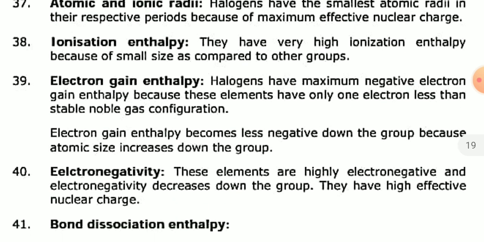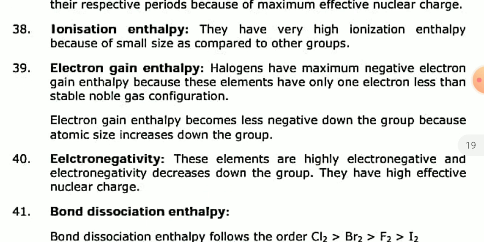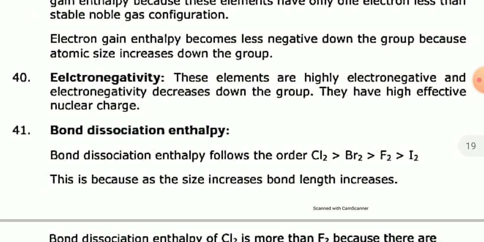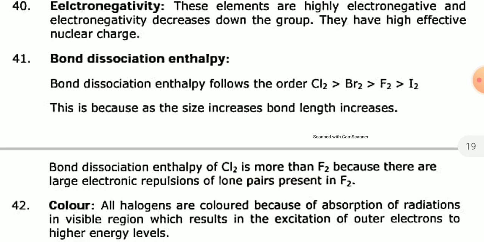And electron gain enthalpy, halogens have the maximum electron gain enthalpy because these elements have only one electron less than the stable noble gas electronic configuration. And electronegativity, these are highly electronegative elements, and electronegativity decreases down the group. Bond dissociation enthalpy follows the order Cl2 is greater than Br2 greater than F2 greater than I2.